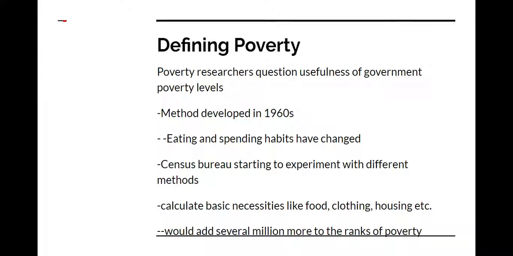Recently, poverty researchers have questioned the usefulness of the government's poverty levels. They point out that the method for calculating poverty was developed in the 1960s. Since then, eating and spending habits have changed greatly. In response to this criticism, the Census Bureau has begun to experiment with different definitions of poverty. One definition bases the poverty level on spending for the basic necessities, which include food, clothing, housing, and a little bit more, other personal expenses. Using this definition would raise the poverty level for a family of 4 by a few thousand dollars. As a result, several million more Americans would be added to the ranks of those in poverty.